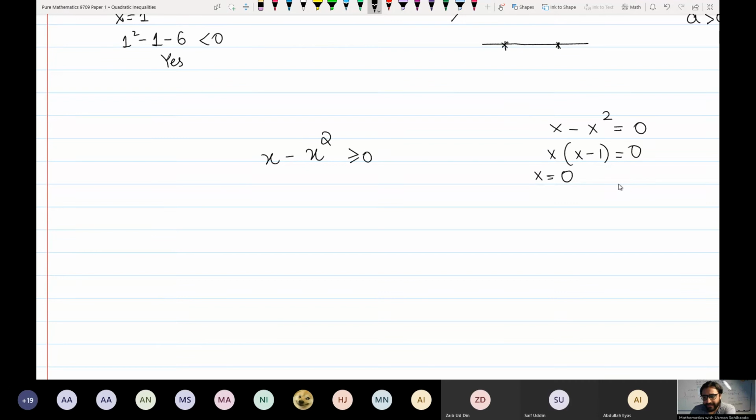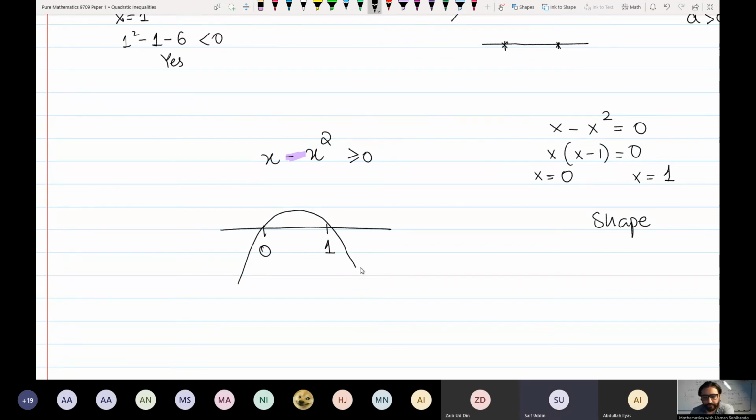You got x values 0 and 1. Second step, on a number line, plot them, 0 and 1. Then consider the shape. x squared is negative. Since it's negative, what is the shape of the graph?